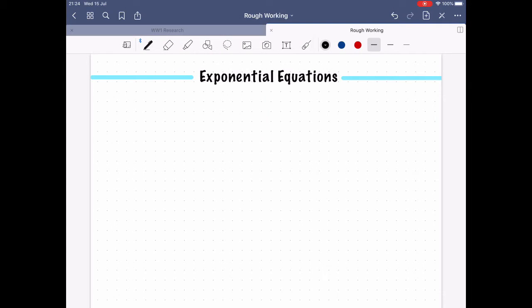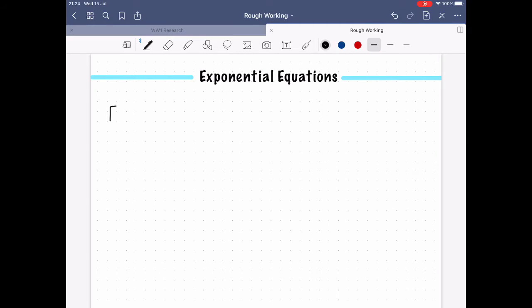Okay, so I'd just like to talk a little bit about exponential equations, because I think it is in the GCSE course, and it's just good to know.